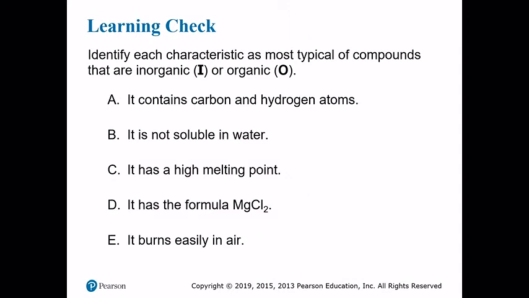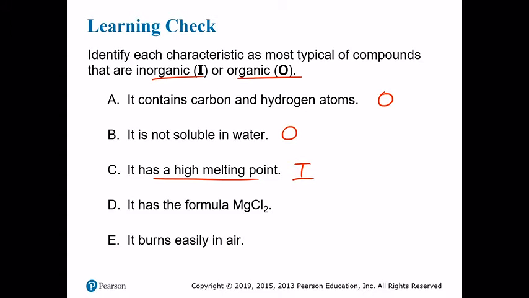So if you know the general properties of a compound, you should be able to predict, or at least make an educated guess, as to whether it's inorganic or organic. For instance, the first description here is that it contains carbon and hydrogen atoms, and we know that that's the definition of an organic compound. For B, the description is that the compound is not soluble in water. Again, this would indicate that it's a nonpolar compound, which is usually a property of organic compounds. If a substance has a high melting point, however, that's usually an indication that it's inorganic because it's made from a lot of strong ionic bonds.